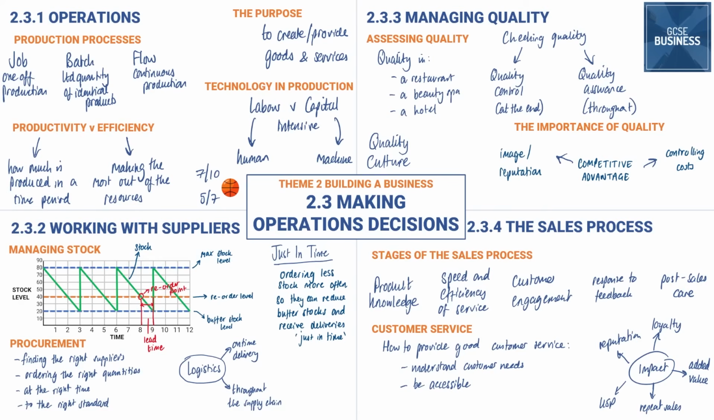Loyalty can lead to repeat sales. It also potentially allows us to add value, and adding value allows us to charge a higher price. If we've got really good levels of customer service, then that might make our products justifiably a little bit more expensive. It could even potentially be our unique selling point. So that covers 2.3.4. That covers all of 2.3.